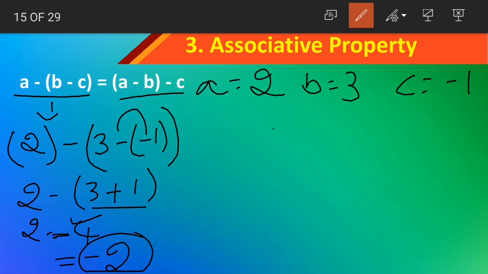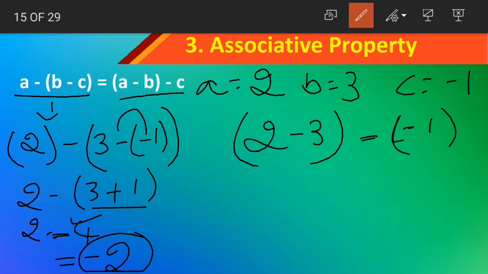Moving to the RHS. 2 minus 3 brackets close, then brackets subtraction minus 1. As 1 has a sign of its own, we are opening a bracket here. 2 minus 3 is what? The signs are different, so we'll subtract the smaller number from the larger number. 2 minus 3 is 1. 3 is the higher number which has the negative sign, so the answer will have the negative sign. Moving on, minus into minus becomes plus. Then we have the number 1.